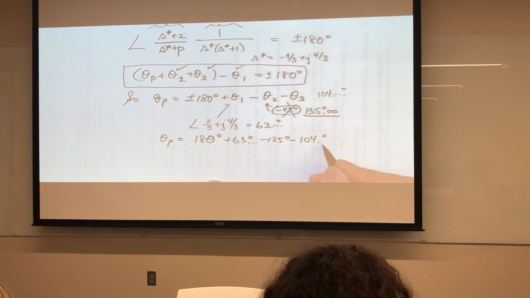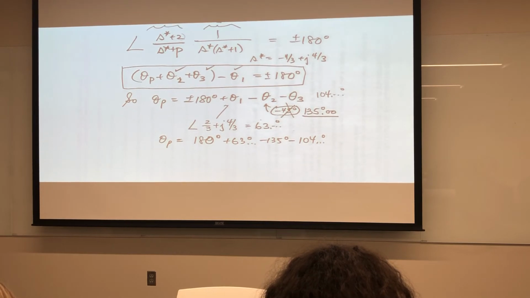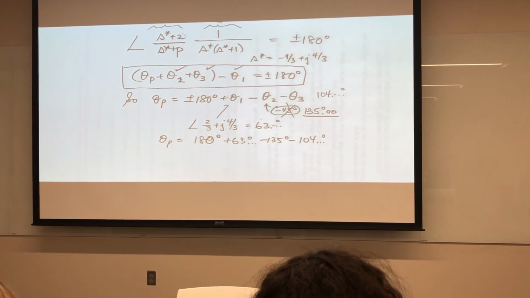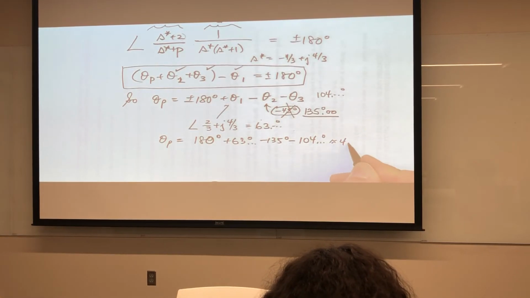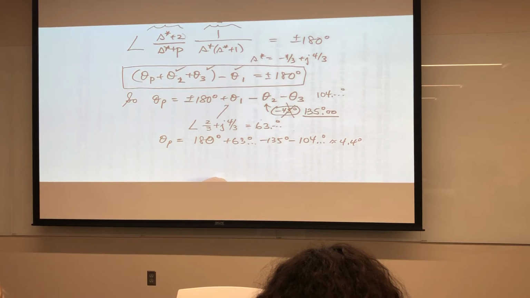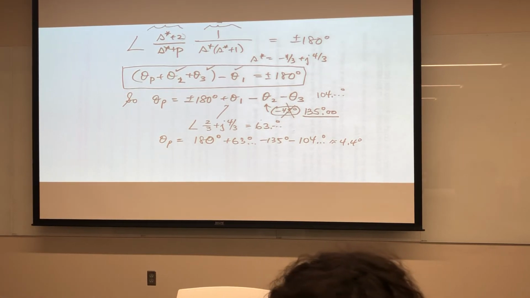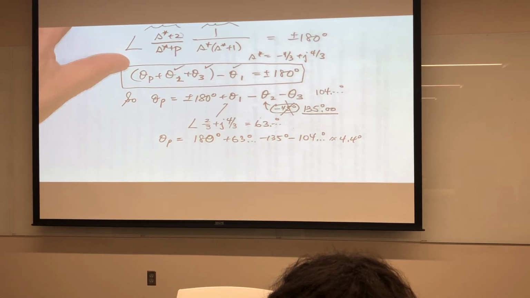I'm just kind of amazed that it turned out to be exactly 4, but maybe it is, because I just kind of chose this number randomly. Anybody else get 4? 4.4? Okay, 4.4 degrees. All right, so what does our picture look like then?